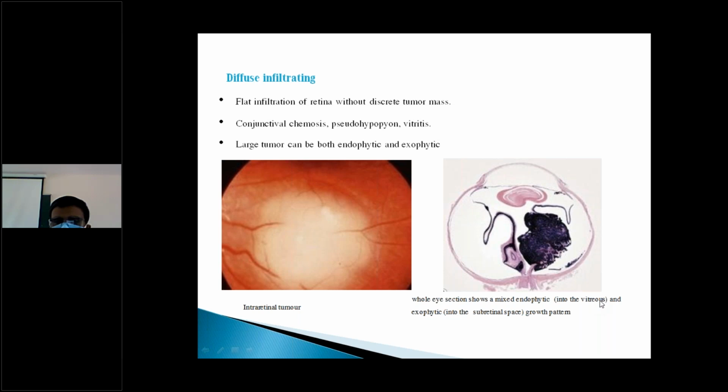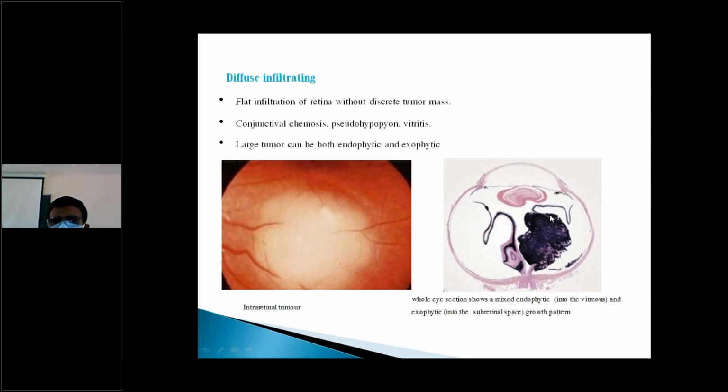Mixed endophytic into the vitreous and exophytic into the subretinal space. This part is in the vitreous cavity. This part is in the subretinal space between the retina and choroid. This is the retina, the detached retina, and this is the choroid. This is the exophytic retinoblastoma in cross section.